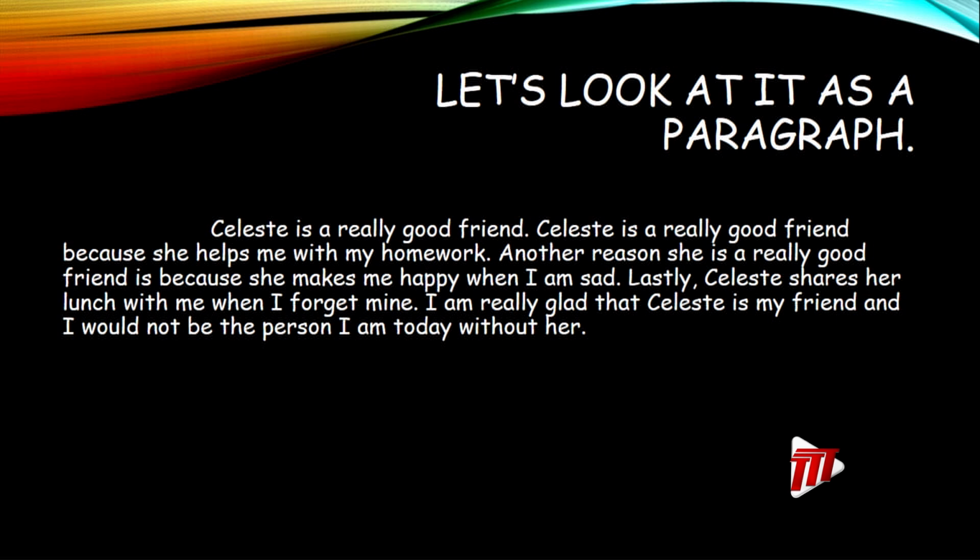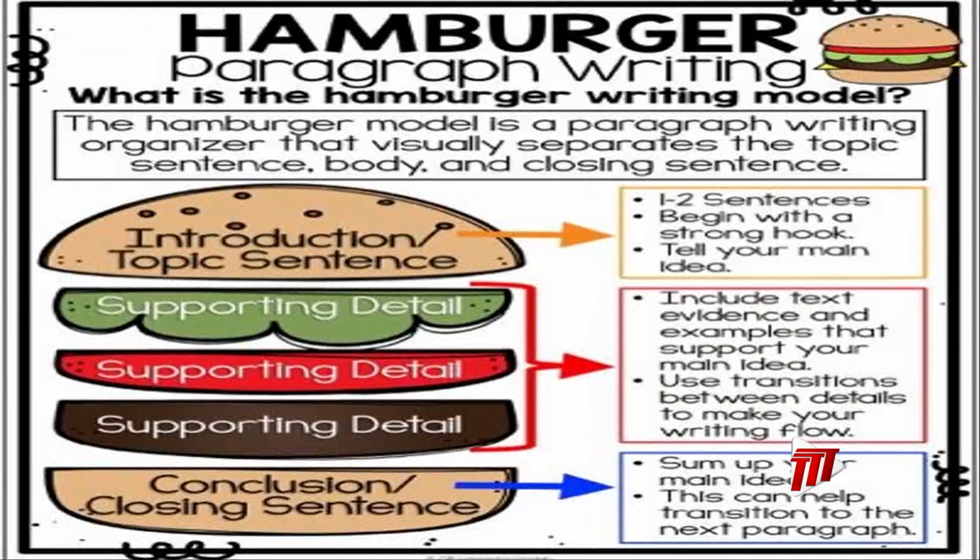So before we move on, I just want to stress that in these examples, I only gave 3 supporting details, but you can give more. If you have more reasons why Celeste is your really good friend, you can put it in. Do not limit yourself to only 3 supporting details. You can do more if you have the information to write. So this is what basically the hamburger paragraph is about.